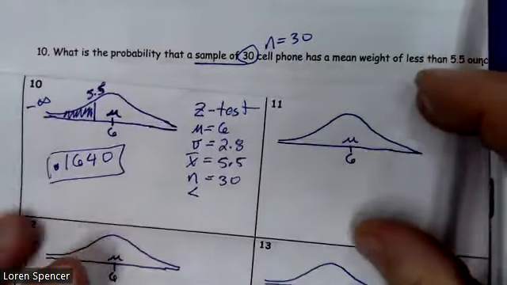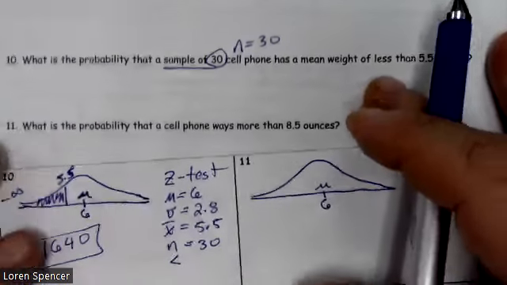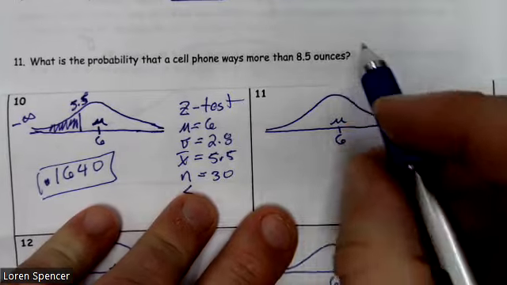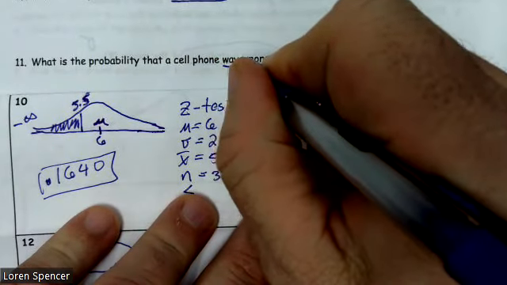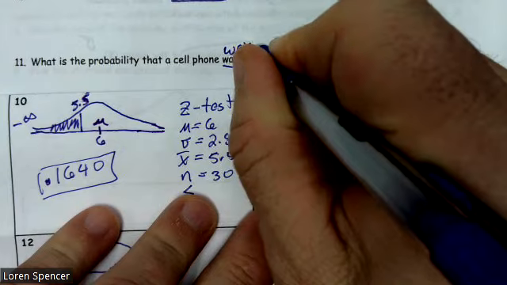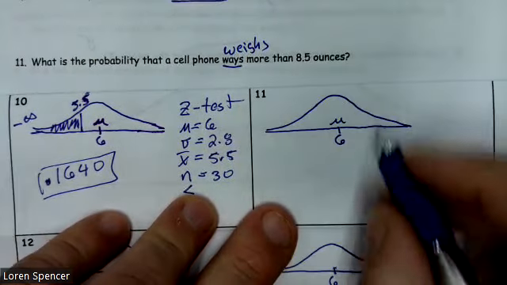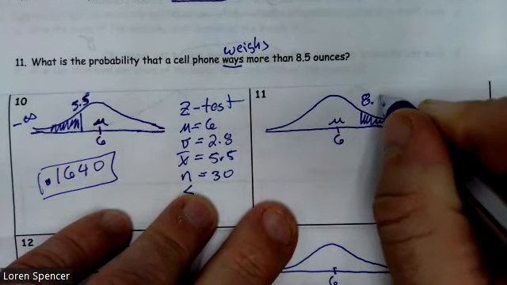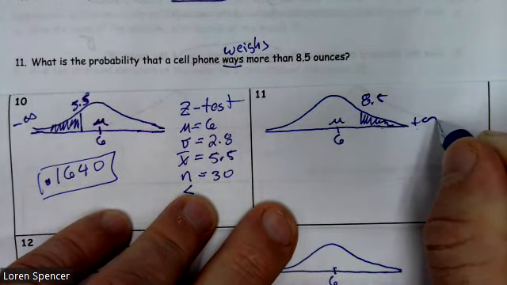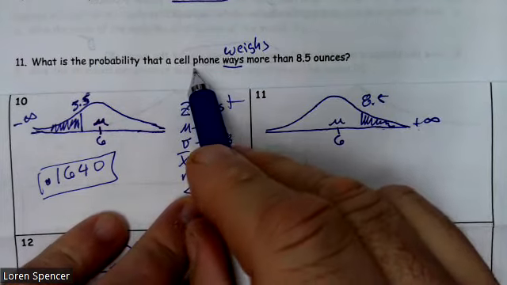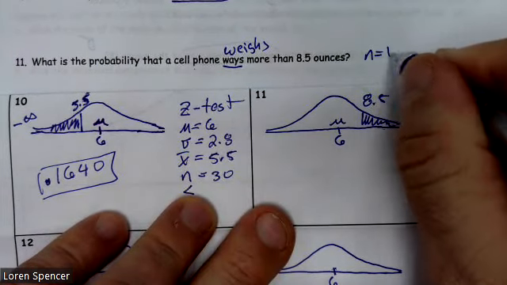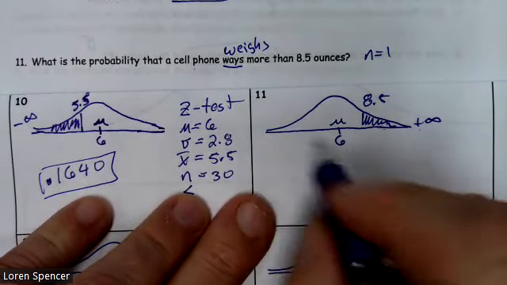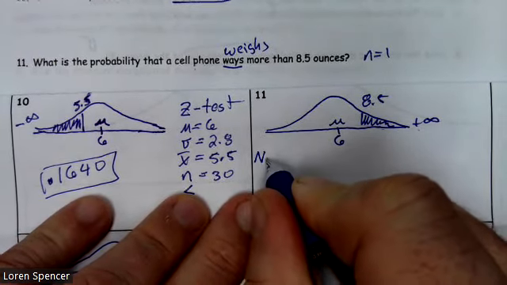All right, number 11. What is the probability a cell phone always weighs more than 8.5? Well, that's misspelled. That should be weighs. Didn't catch that. More than 8.5 ounces. Well, 8.5 is above 6. So we're looking for this. And it says a cell phone. So this means n is 1. And if our sample size is 1, this is going to be a NormCDF because they did not give me a percent.